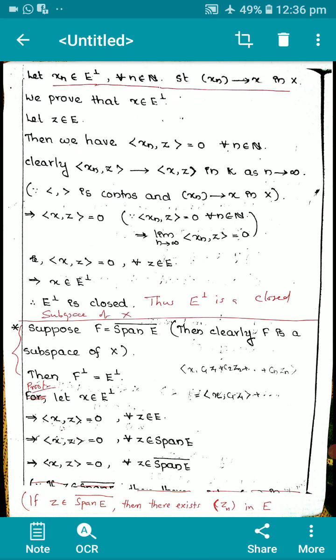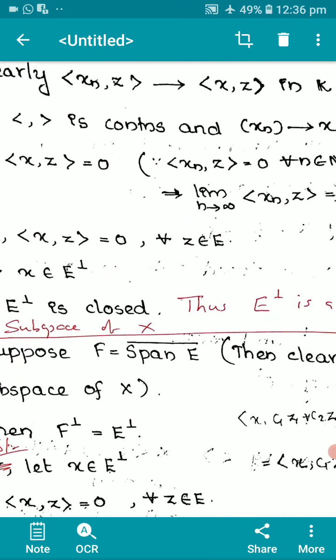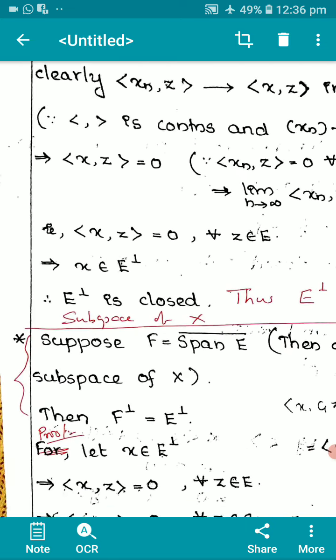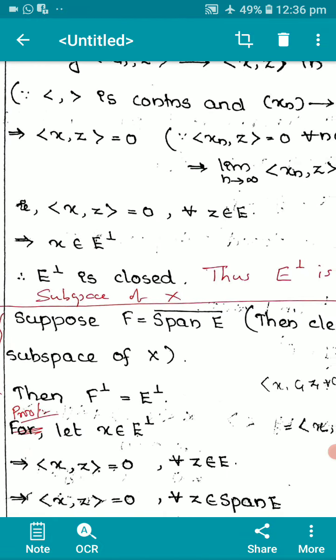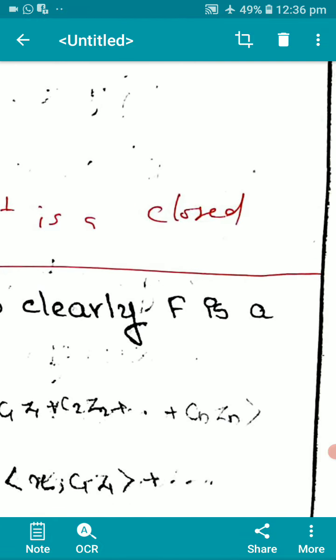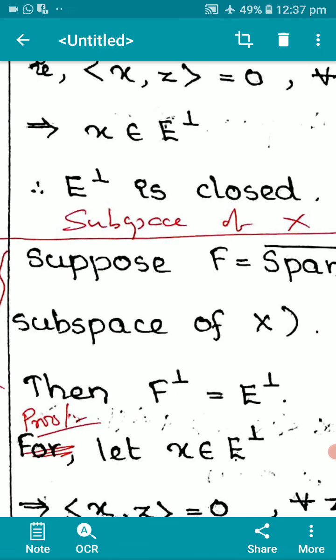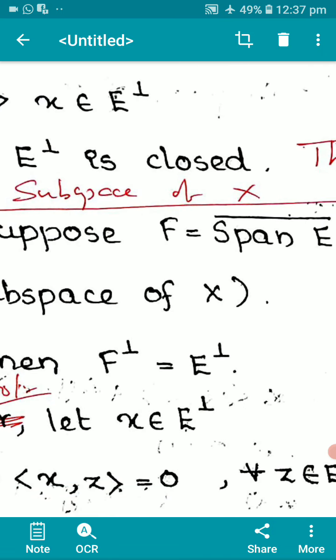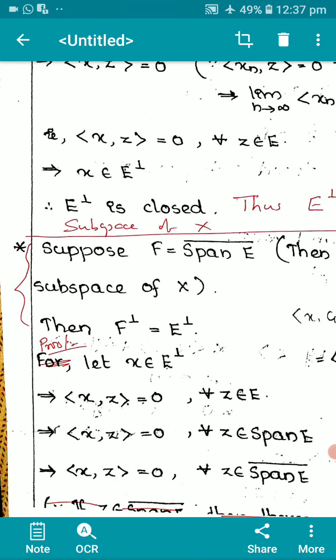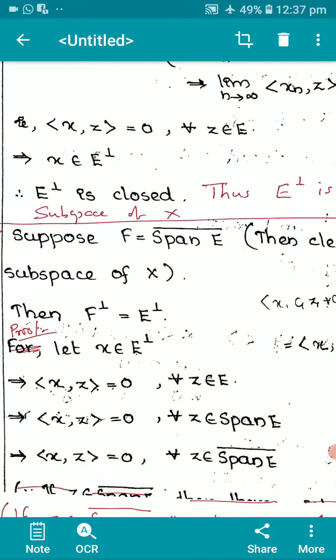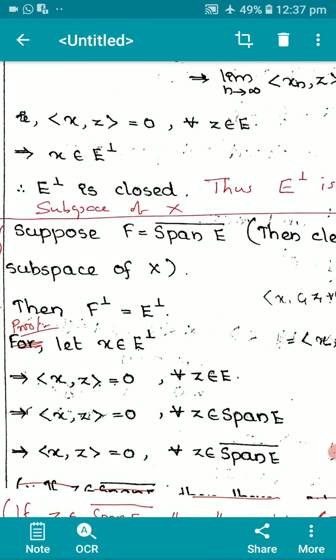So inner product xz is equal to 0, because inner product xn z is 0 for every n in N, or the limit of inner product xn z is equal to 0. So we get inner product xz equal to 0 for all z in E, or x is an element of E perp, or E perp is closed. Thus E perp is a closed subspace of X. We already proved it is a subspace, and now we get that it is closed. It is a closed subspace of X. So the next part is actually we take F equal to span closure.